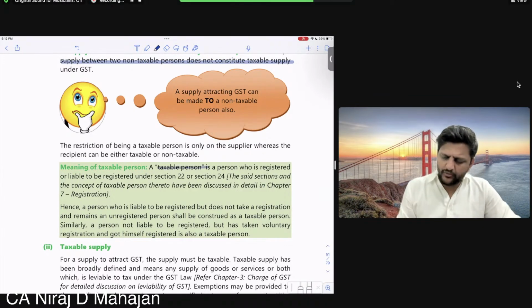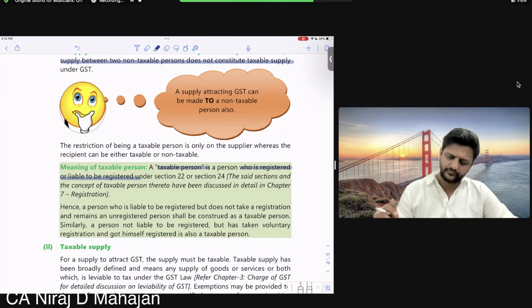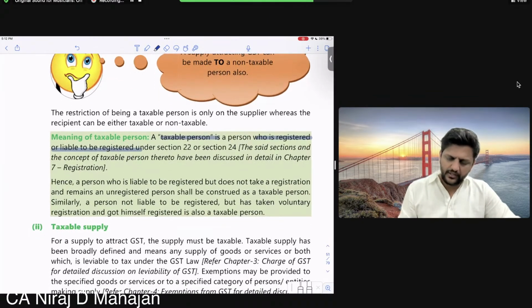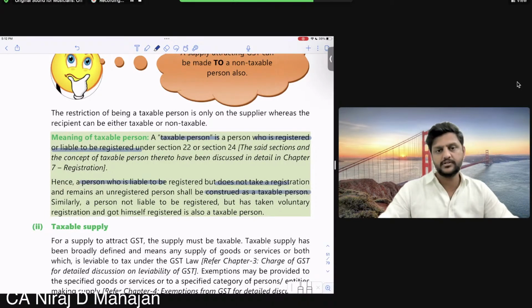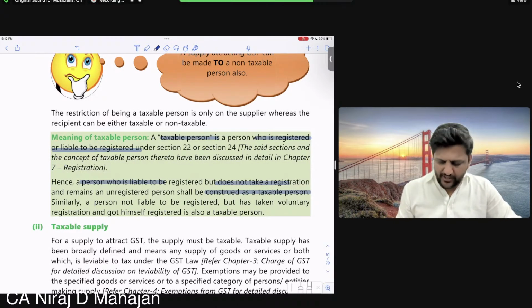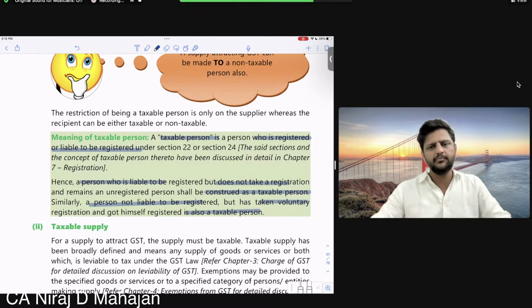And what do you mean by taxable person right now? Just the normal understanding: who is registered or liable to be registered under GST. Look at the understanding. A person who is liable to be registered but does not take a registration and remains unregistered will still, bachcho, be understood as a taxable person. Similarly, a person who is not liable to be registered but voluntarily takes registration, even he is understood as a taxable person.